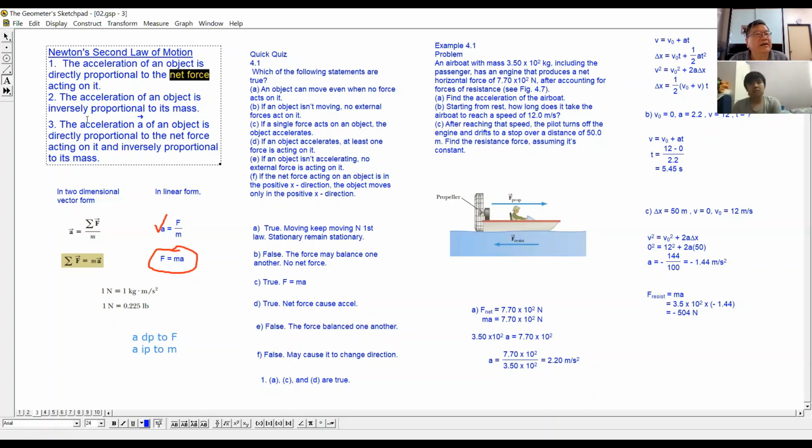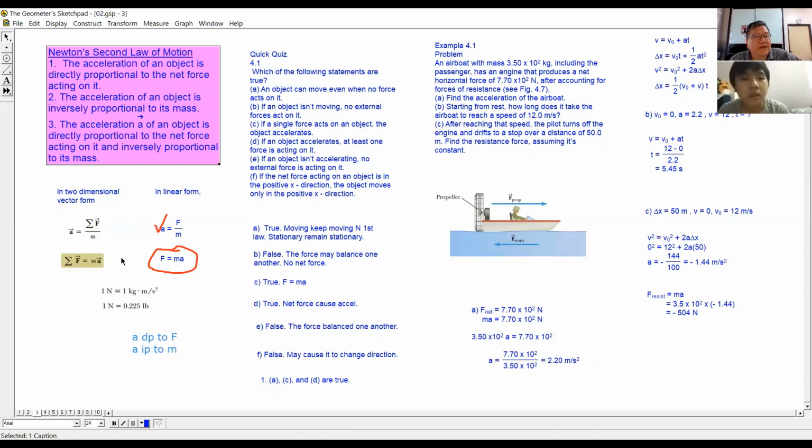Okay. Now the second statement here. The acceleration of an object is inversely proportional to the mass. So it means that if the mass is small, acceleration is big. If mass is big, then the acceleration is small. So it comes from this formula. Right. Now, what is the unit for force? We always stick to this formula. When you do any calculation, you just stick to this form, F equals ma.